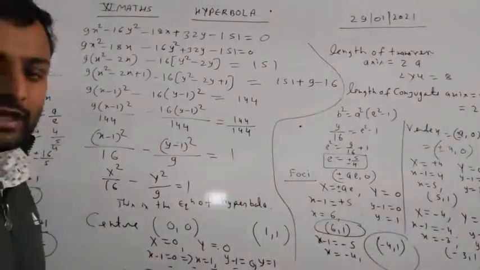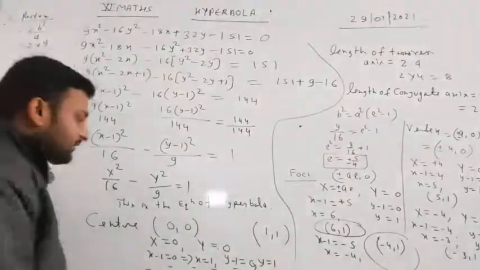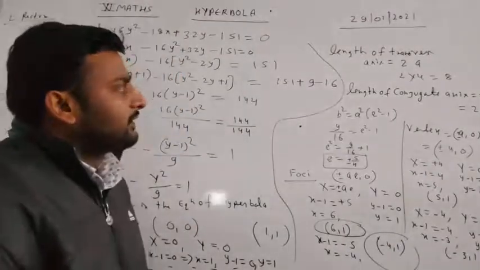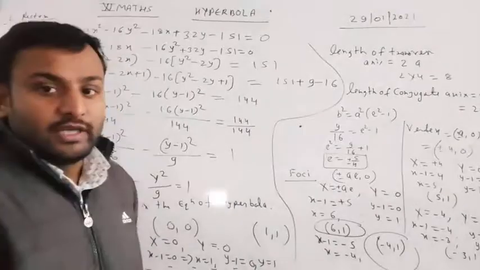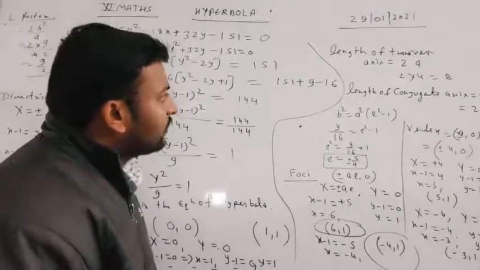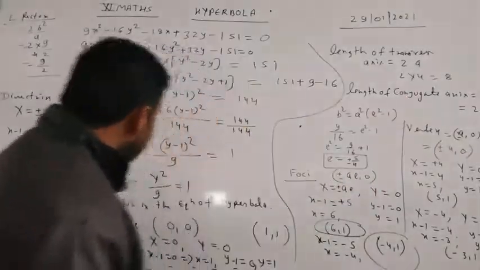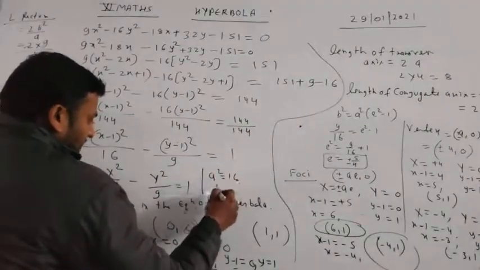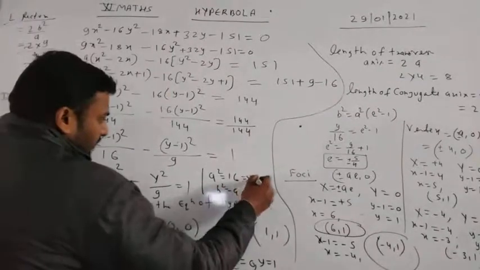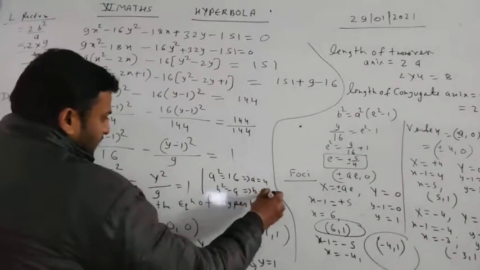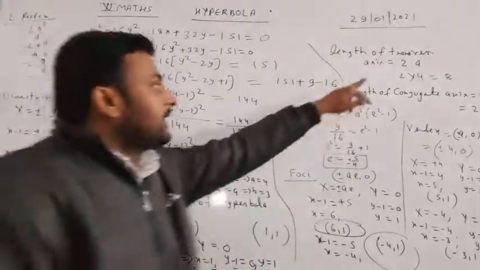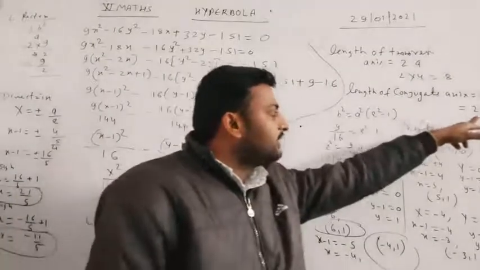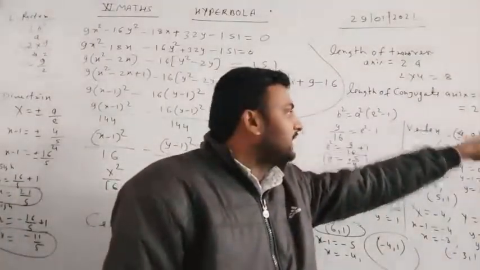In this case, we get that our center is (1, 1). Now, students, the length of the transverse axis is 2a. Comparing, we get a square is 16 and b square is 9, so a is 4 and b is 3. The length of the conjugate axis is 2b, so 2 into 3, that is 6.